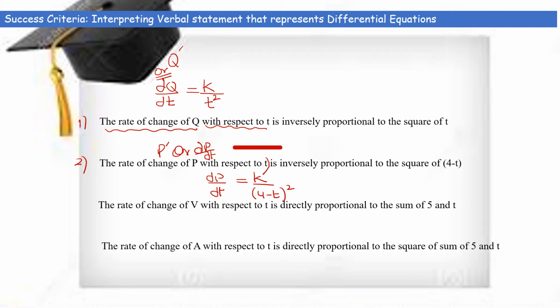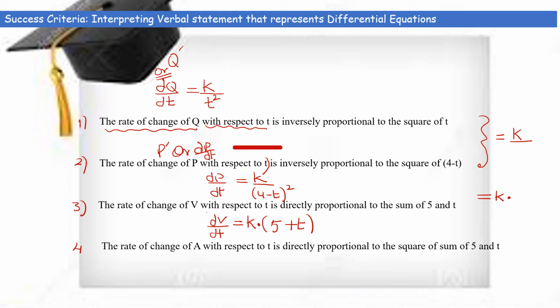Now let's see how we can do the third question. The rate of change of v with respect to t. So it means again the derivative of v, that is dv by dt, is directly proportional to, which means equals k times. When it says directly proportional to, we make the expression equal to k times, and for inversely proportional to, we make the expression equal to k upon the sum of 5 and t. Sum means plus 5 and t. So write the 5 at the start and t later.